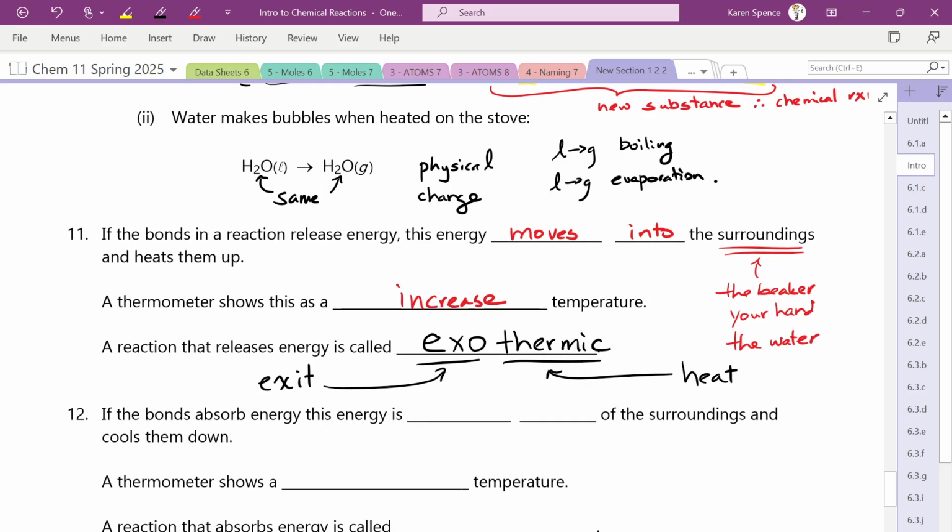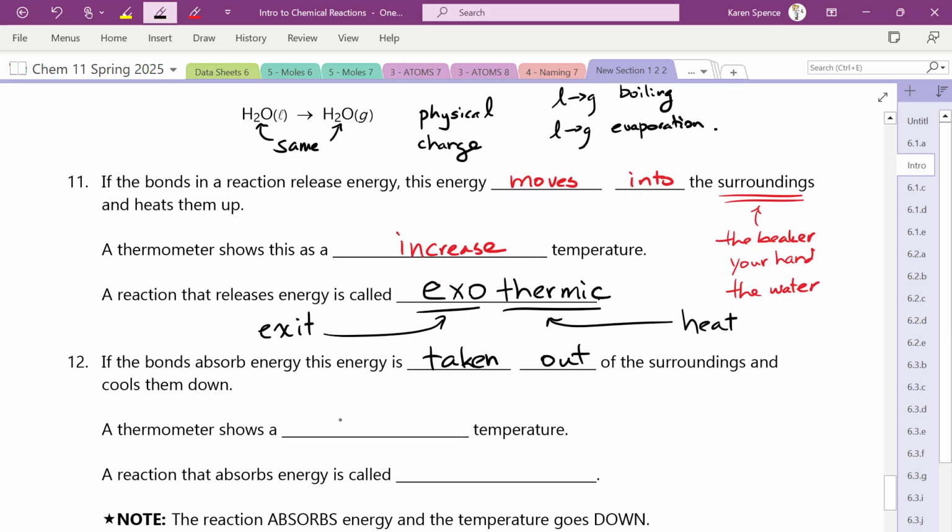If the bonds absorb energy, this energy is taken out. It is taken out of the surroundings and it cools them down. And if it's cooling them down, this shows a decrease in temperature. And a reaction that absorbs energy is called endothermic. And you can kind of think of that like endo, enter, heat.